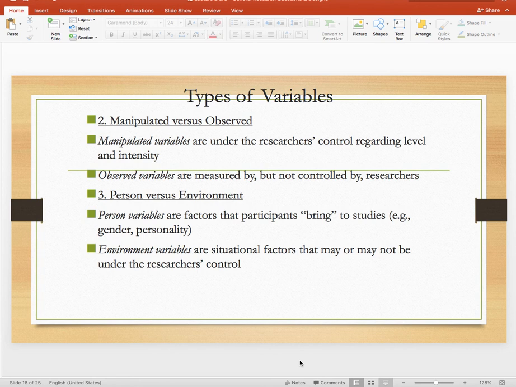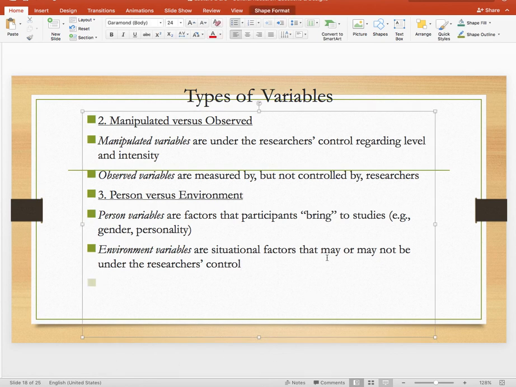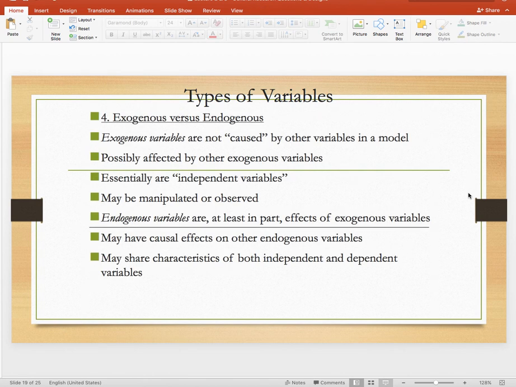Other questions, concerns at this point? Everyone good? All right. So now let's look at our next distinction here. Our next distinction is the issue related to what we call exogenous and endogenous variables.